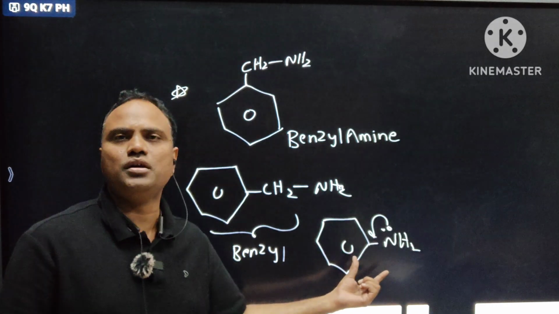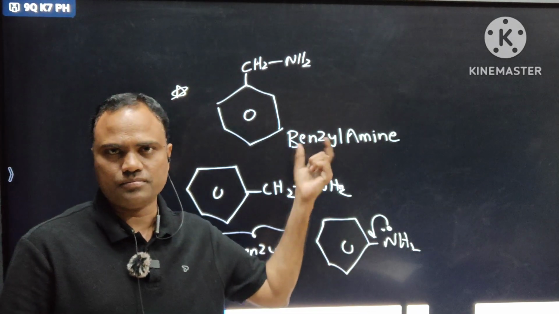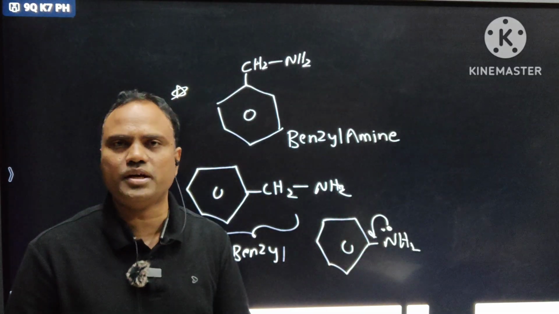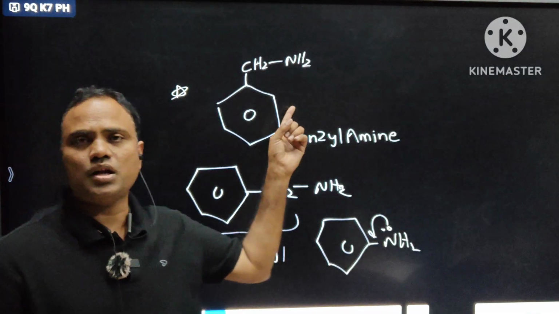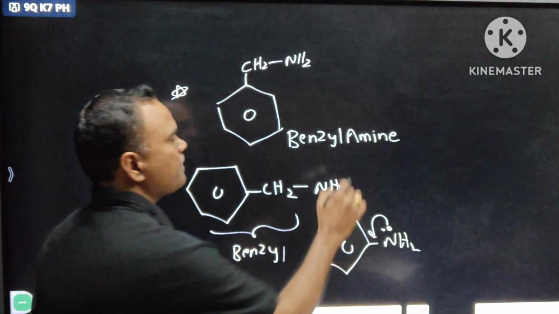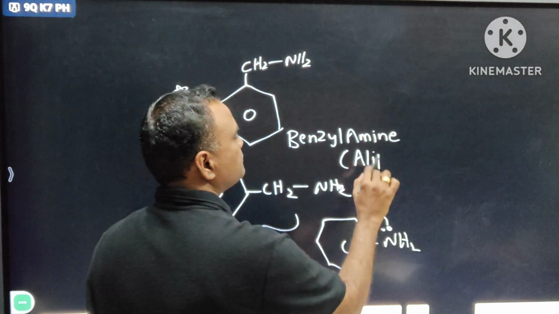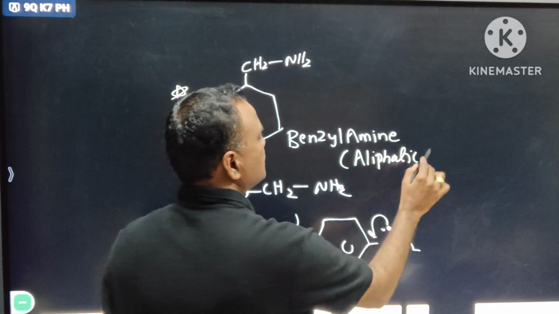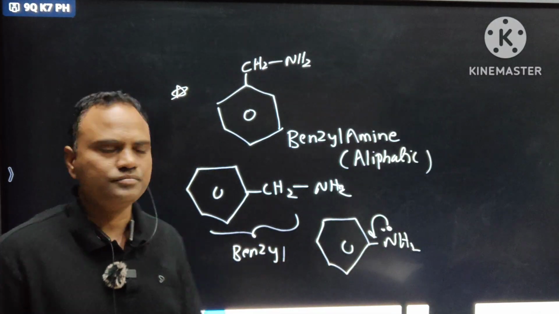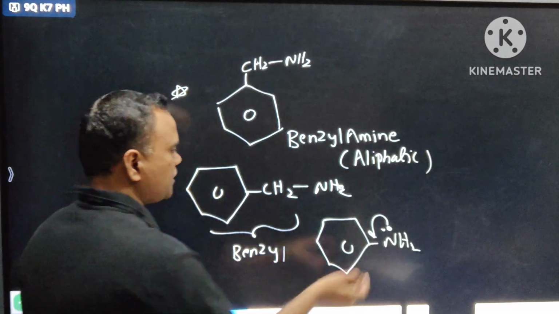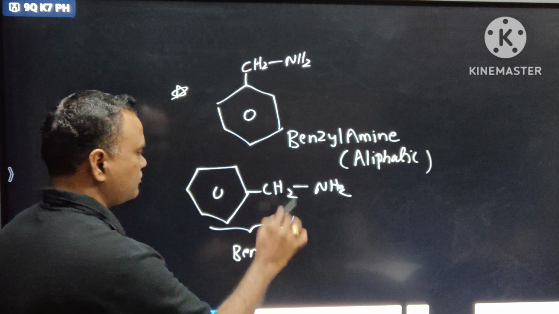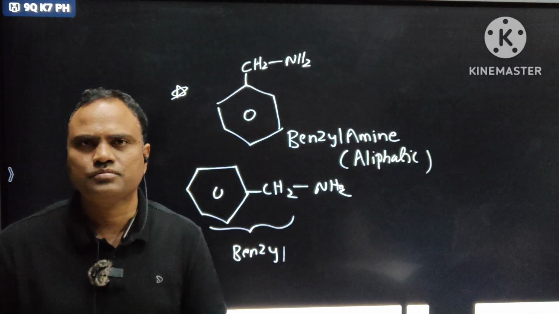If nitrogen is not connected directly to the ring, they are considered aliphatic amines. Clear? This is aromatic. This is aliphatic. If nitrogen is directly connected to the benzene ring, that is an aromatic amine. Here nitrogen is not connected directly, so this is considered an aliphatic amine. We will discuss aromatic amines separately later, after completing these. This is benzyl.